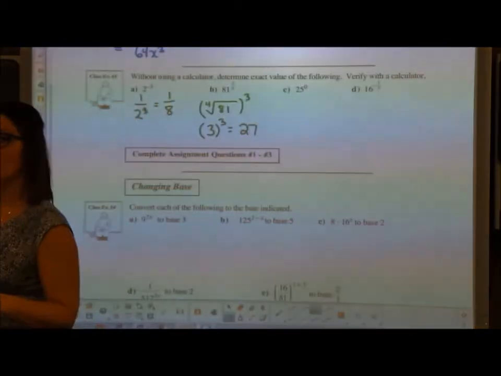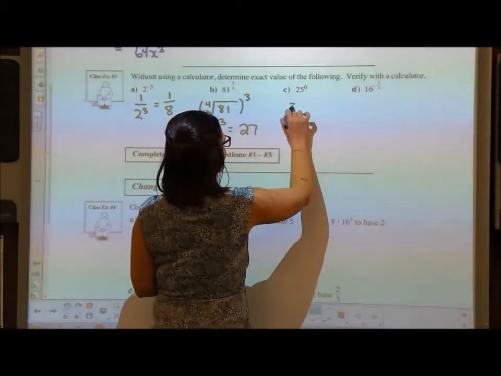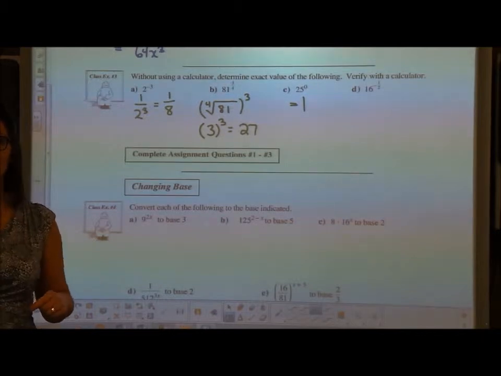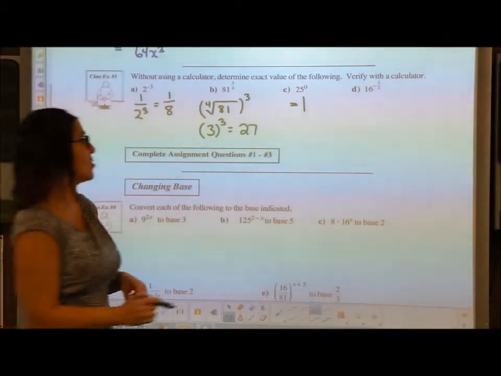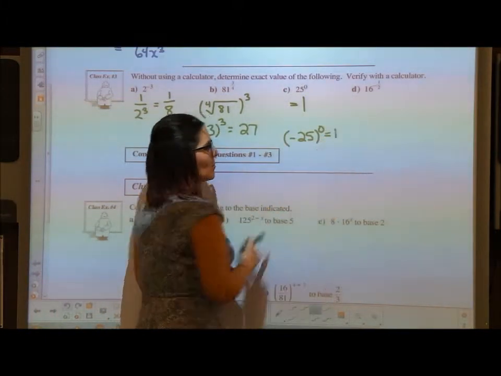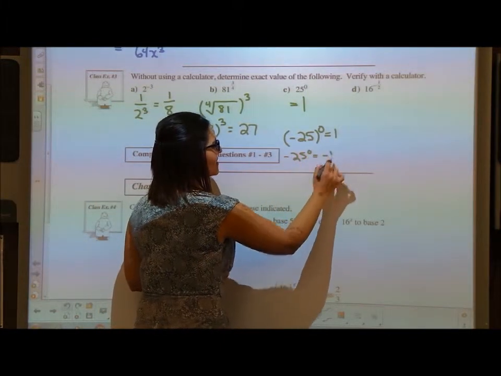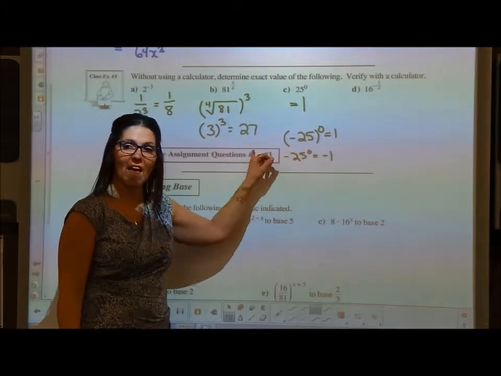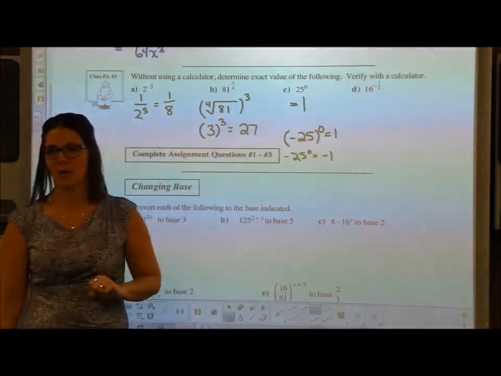25 to the power of 0 is 1. If it was -25 to the power of 0, it would still be 1, provided that the negative was inside brackets. So if it was written this way, it would be equal to 1. If it was written this way, it would be a -1, because I would do this first, and then it would be like looking at this and seeing it as -1 times 25 to the power of 0.